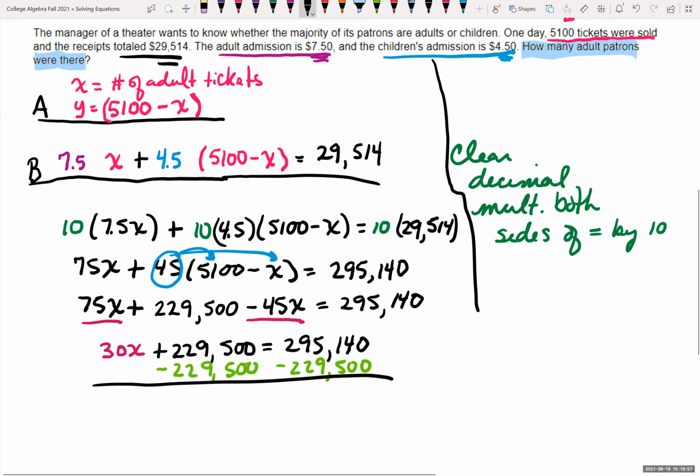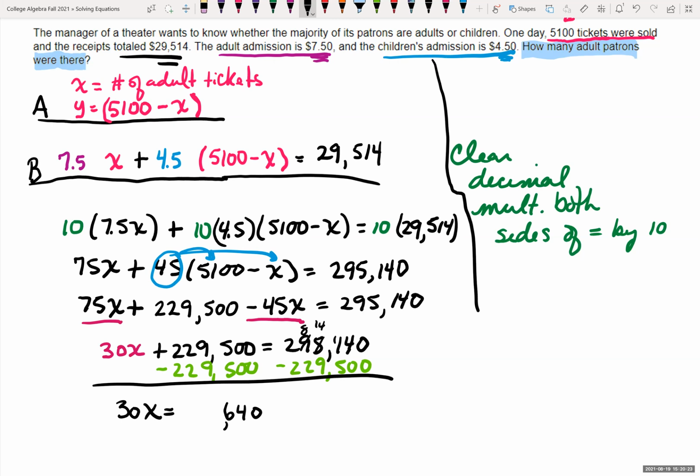And so when I'm doing that, I'm going to bring down my 30X. This is equal to, I'm just going to do subtraction, 0 minus 0, 0. 4 minus 0 is 4. Can't take 5 from 1, so I'm going to borrow. 11 minus 5 is 6. Can't take 9 from 4, I'm going to borrow. So 14, oops.